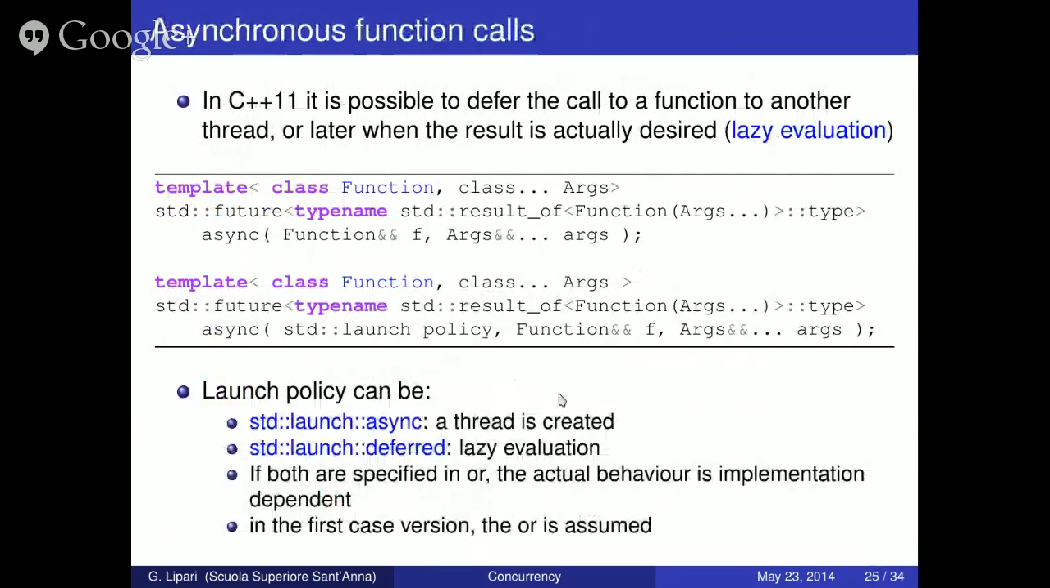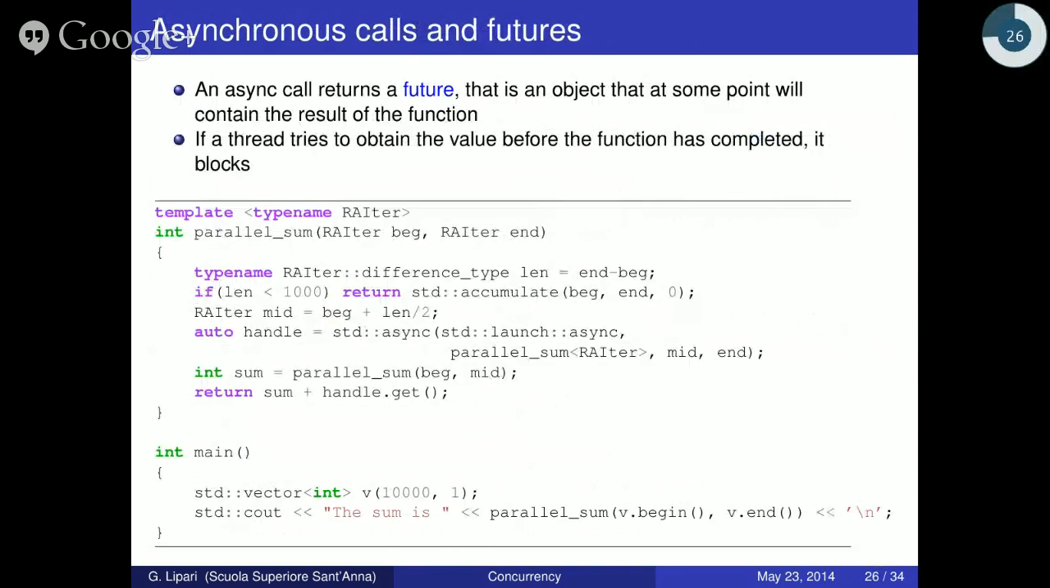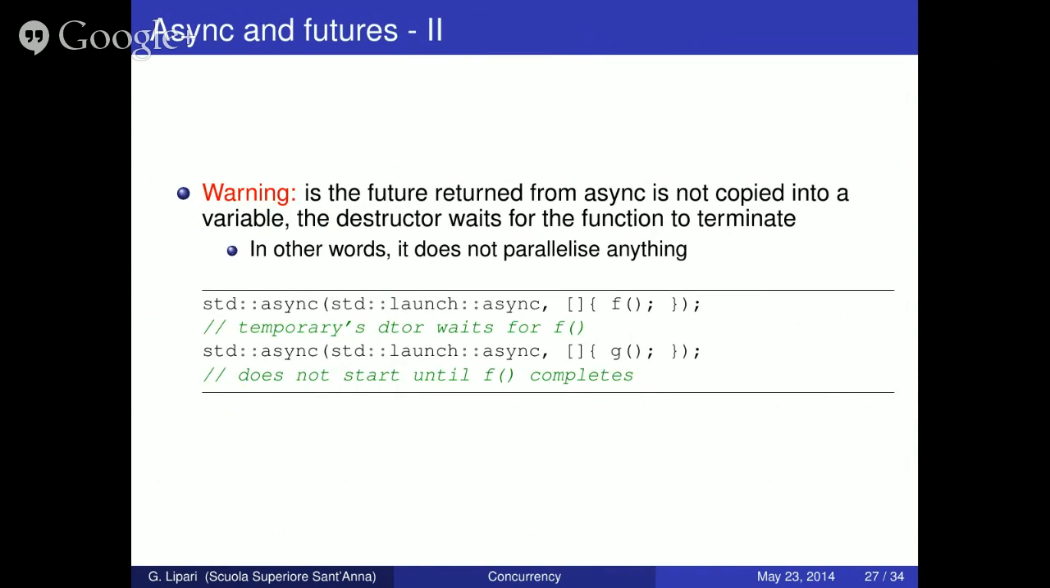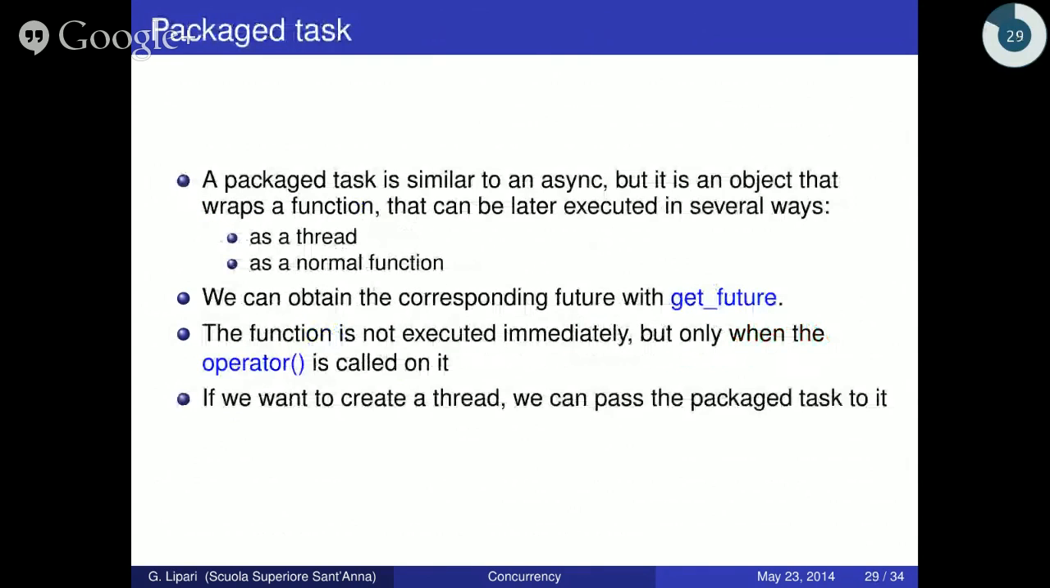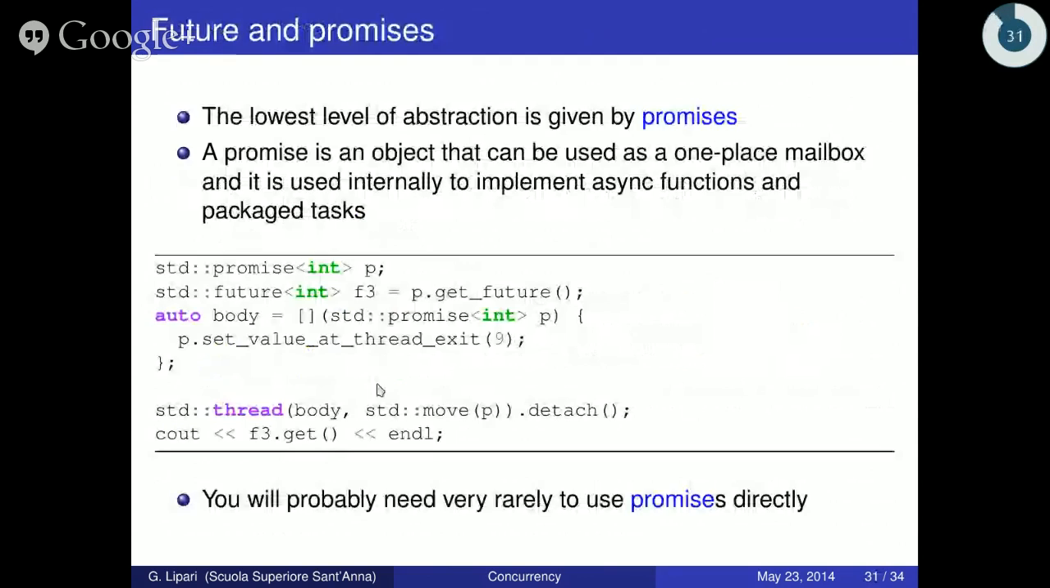You just decide if you want to run it as a thread, or if you want to run it later on when you actually need it, and you obtain the results with the corresponding future. So everything here is automatic and very easy to do. Of course, if you want to implement something similar to async, but with some little difference that is better for you, then you can still use packaged task and promises for implementing your own low-level mechanism.